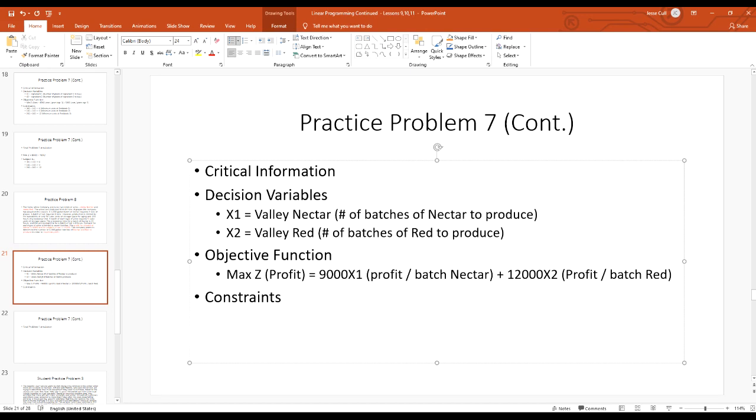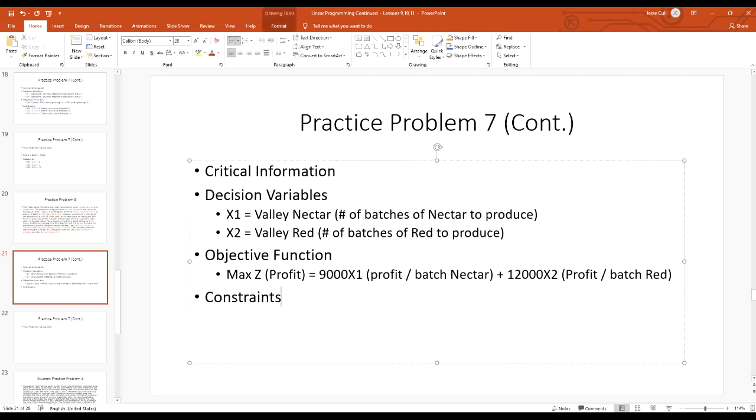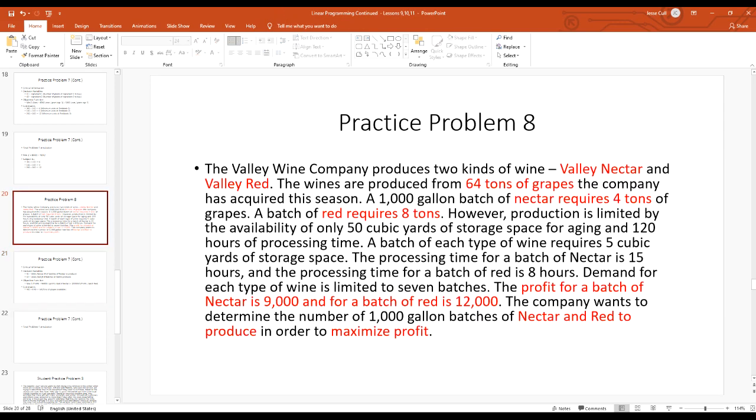Now, we've completed the first 2 steps. We have to go back in and check for constraints in this situation. So what we're going to do this time is, as we find constraints, we'll come back here and we'll list them. There are 64 tons of grapes. Nectar requires 4 tons. Red requires 8 tons. That's our first constraint. So we have 4x1 plus 8x2 must be less than or equal to 64. And that is the tons of grapes available. Very simple. Oh, I made one mistake here. That's 4.